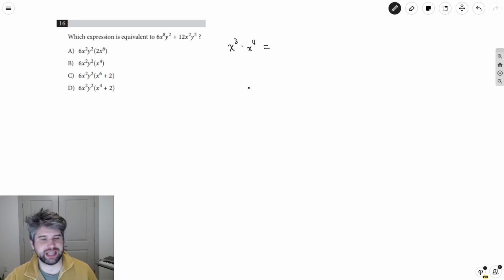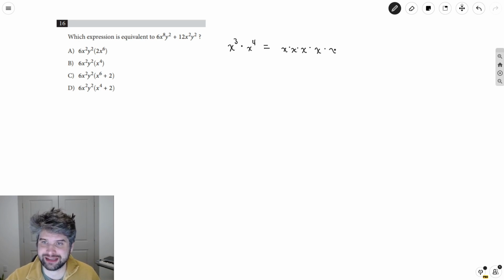Well, in order to figure this out, we've got to understand what an exponent actually means. Well, an exponent means that it's 3 copies of x multiplied together. So this x to the third is just x times x times x. And all of this is going to be times, so another times, x to the fourth. Well, x to the fourth is just x times x times x times x. And if we look at what we've got here, we've got 7 x's total multiplied together.